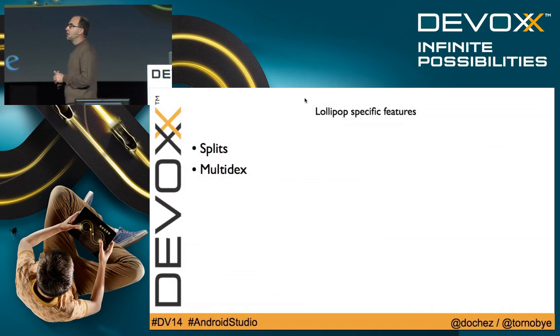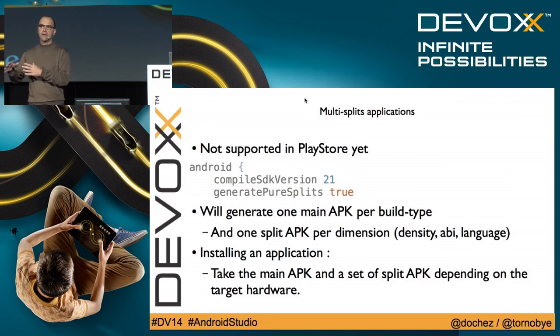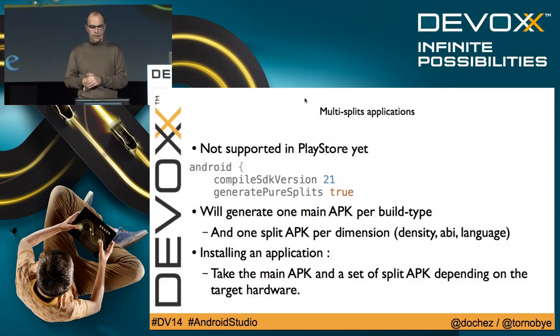With the latest Android release, Lollipop, we've got a few features that I want to talk about, and these are important ones. First we'll talk about splits and then multidex. Splits is supported by Lollipop, but not by the Play Store yet, so you can't really use it at this point, but you can start developing with it, start testing and being basically ready when it's going to be supported. It's not supported yet, so it's coming.